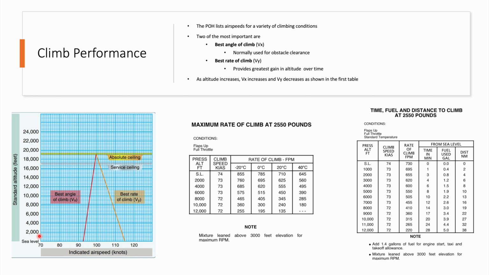So looking at some examples of climb performance tables, we already looked at VX and VY. And these are some examples of tables from Cessna. So this first one here in the middle, maximum rate of climb at max weight, which is 2550 for an S model Cessna. So given the pressure altitude, so if you're departing from sea level or near sea level, you would climb at 74 knots indicated, and given whatever temperature is closest, so let's say 20 degrees Celsius, you'd be able to climb at 710 feet per minute.